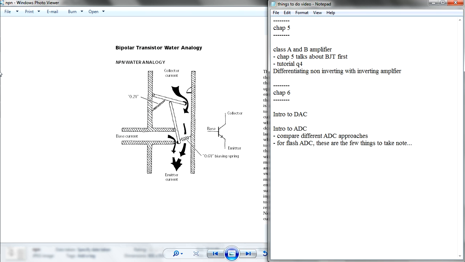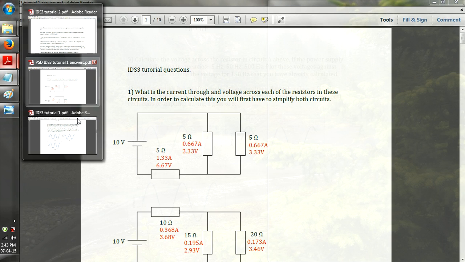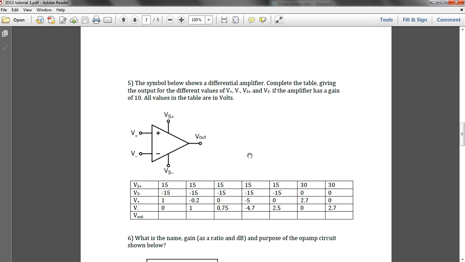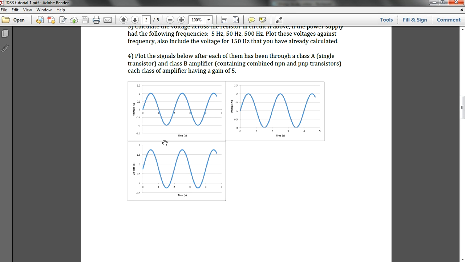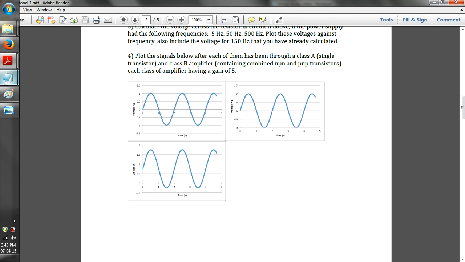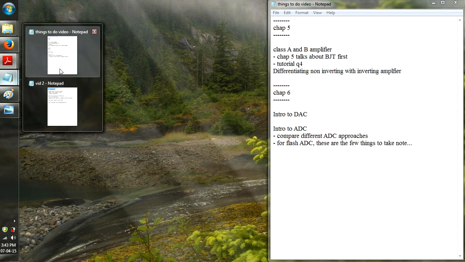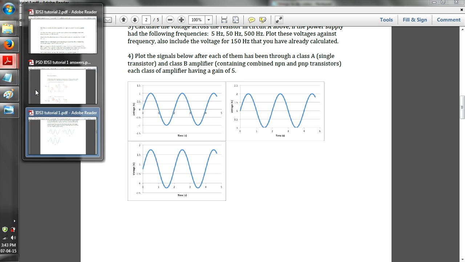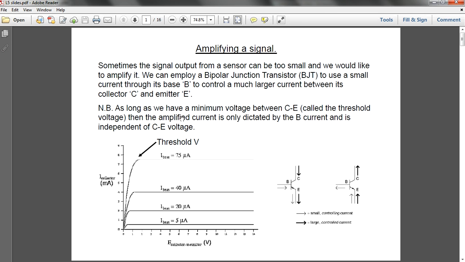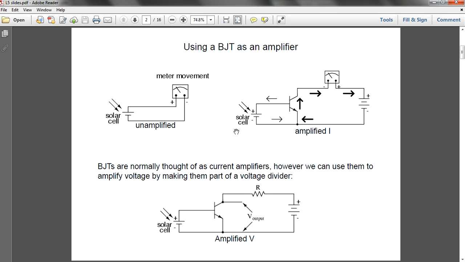Okay, so in this following video, I'll talk about tutorial 1, question 4 on Class A and Class B amplifiers in terms of NPN and PNP, and how these things are going to influence your signals. Firstly, I'll talk about what a BJT is. So the BJT is a bipolar junction transistor consisting of NPN and PNP layers.